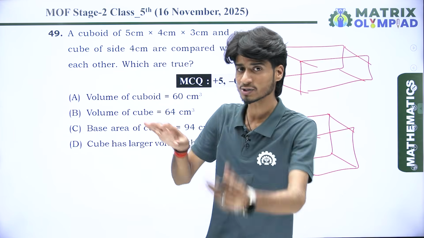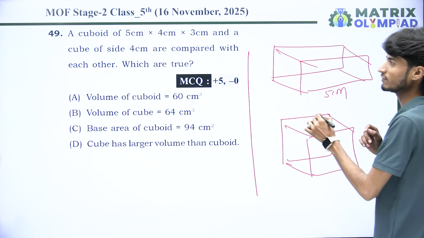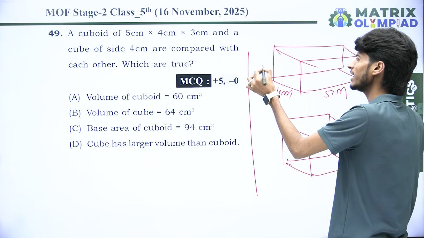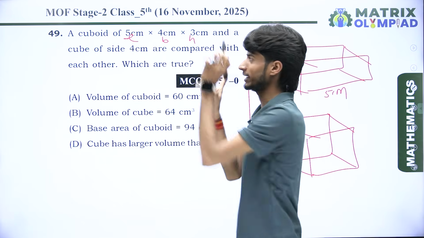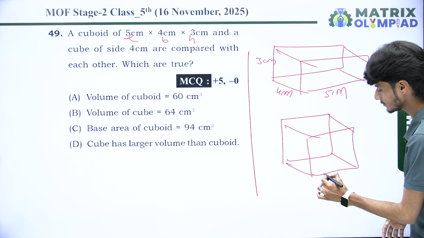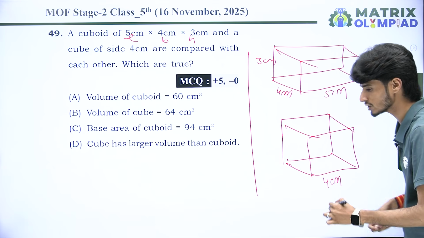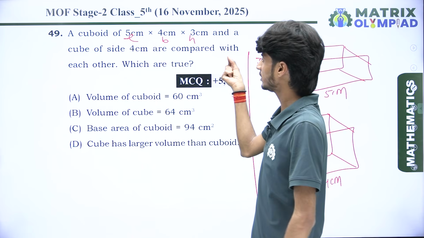And what does it say? The dimensions of the cuboid are like that. First one is 5 cm. That means length is 5 cm, breadth is 4 cm and height is 3 cm. Length, breadth and height. Got it? Now we are having a cube and the side of the cube is 4 cm, because each dimension of a cube is equal with each other. Got it? Now we compare both of the shapes.